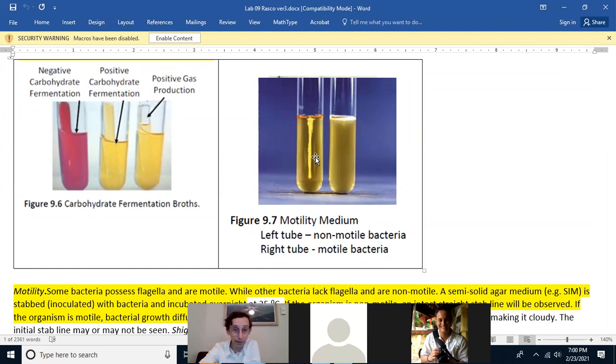But if the bacteria are motile, meaning they have a flagella, they will grow out of the stab, and you see how it's turbid everywhere in the tube. It's not clear like on the side here, and that's because the bacteria have swum everywhere in the tube and made the tube entirely turbid. The stab was like that, and the bacteria grow everywhere in the tube because they're motile.